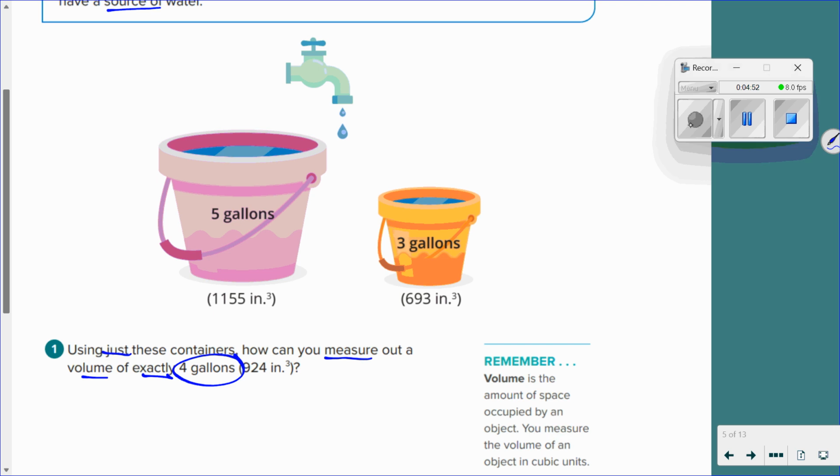Who thinks they came up with a way to get exactly 4 gallons? Jamal? Pour the 5 gallon into the 3 gallon. But how do you know exactly how much a gallon is? You don't have any other tools than these two buckets. How, CJ?